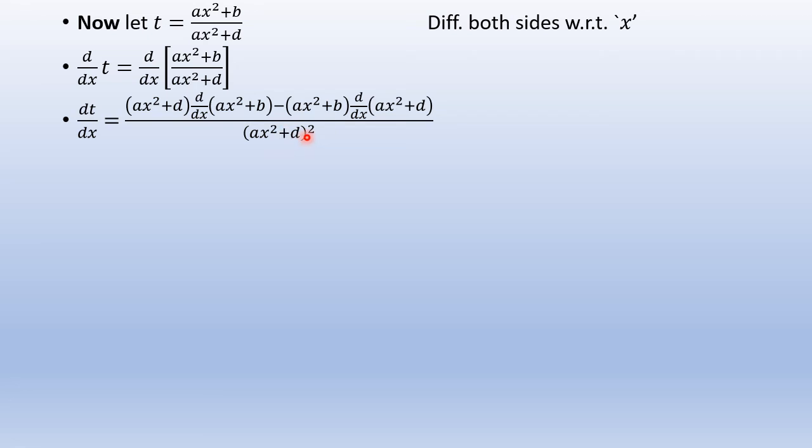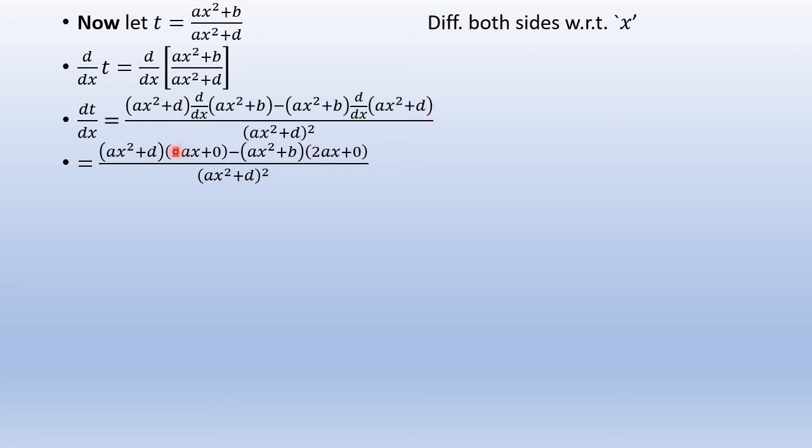(ax² + d)², (ax² + d) constant, times the derivative of (ax² + b), minus (ax² + b) constant into the derivative of (ax² + d). So we just apply the derivatives. a is constant, the derivative of x² is 2x, so the derivative of ax² becomes 2ax. Also b is constant, so its derivative becomes 0. The derivative of ax² becomes 2ax, and d is constant, so its derivative becomes 0.